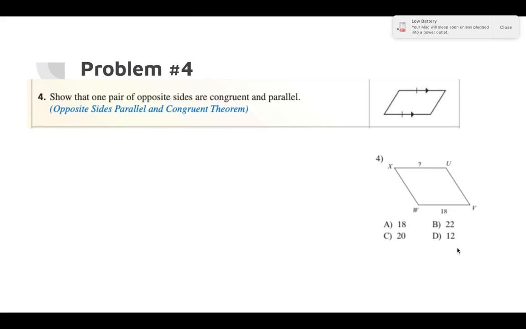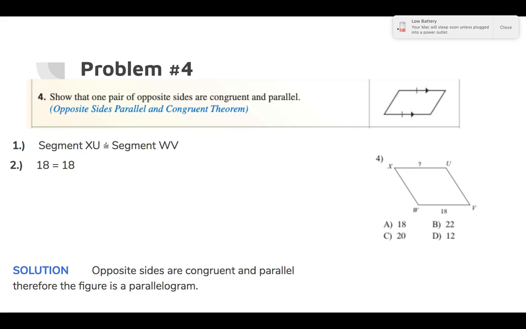Now we're going to go to number 4. We're going to apply rule number 4. This means show that one pair of opposite sides are congruent and parallel. So this means, according to the figure over here, opposite sides must be congruent and parallel. So we look down here, that means that segment VW has to equal XU. And so we just say XU equals the segment, and we just plug in the numerical values. And therefore we can say opposite sides are congruent and parallel, therefore the figure is a parallelogram.